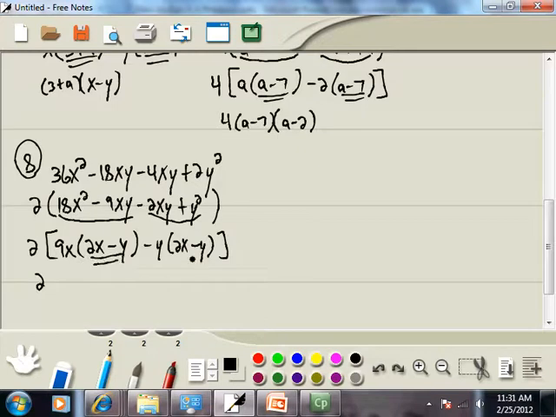Well, again, this parentheses matches this, so I can factor it out. So we got 2 times 2x minus y, and if I were to cover those up, what's left is the 9x minus y. And that's our answer. And that's the end of that material also.